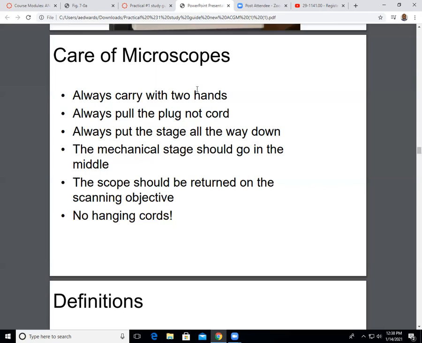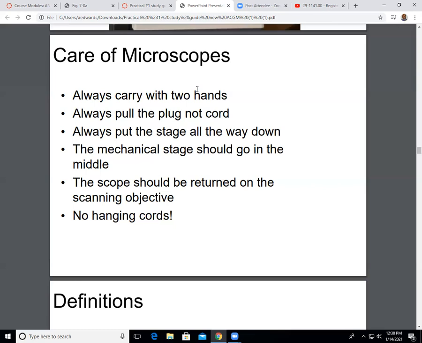Mechanical stage should go in the middle. Okay, so that's this stuff. So you want to make sure it's not hanging out on the side because this can get damaged. All right. I don't know if y'all can see that there, but we want to make sure we get that all the way in. Okay.